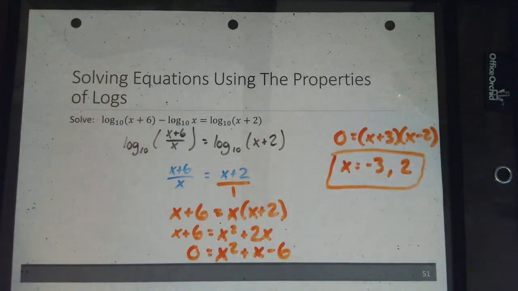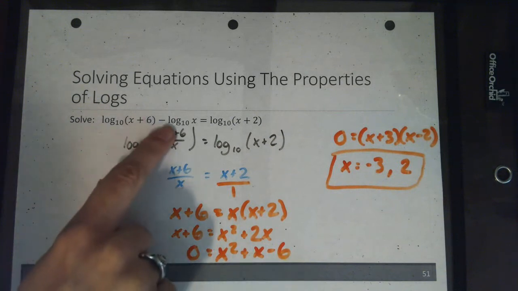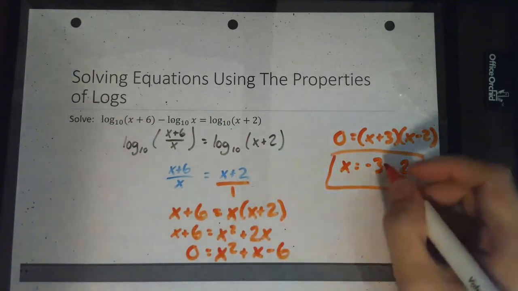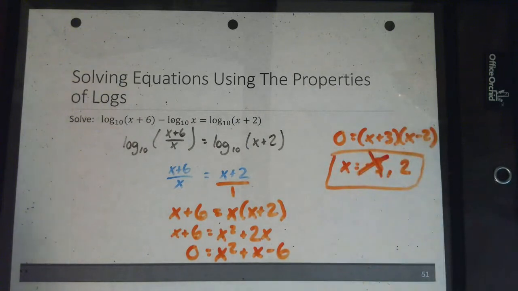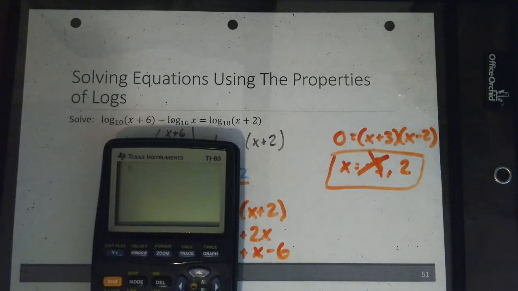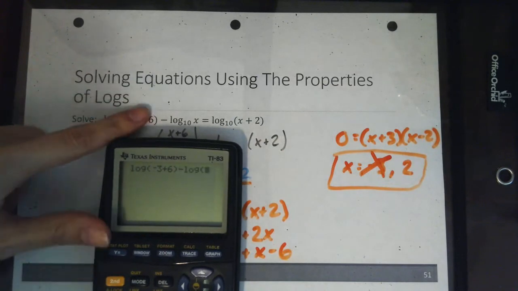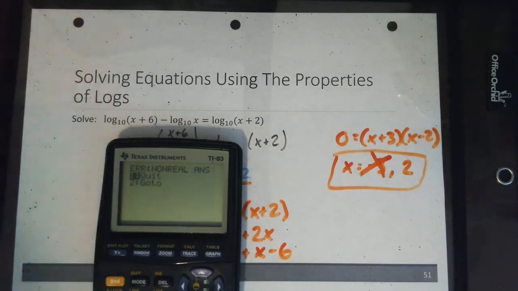All right, but we have a problem. The argument of all of my logarithms has to be positive. Right here, I'm looking at log base 10 of x. If I plug in x equals negative 3, I'm going to get an error. I have to throw that one out. And if you're worried, plug it into your calculator. If I do log base 10, that's my common log, of (negative 3 plus 6) minus log of negative 3, I get an error, a non-real answer. So I know that one doesn't work.